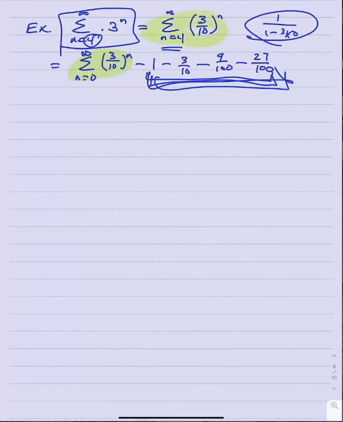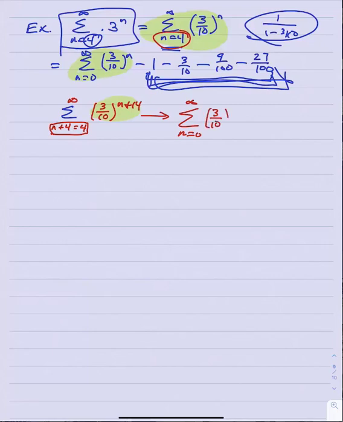So let's go back to our problem right there. So how do I want to reindex this if this is starting at 4? I just want to replace that n with an n plus 4, which means the interior of that sum becomes 3 tenths to the n plus 4. And now when I rewrite that index equation, it is n equals 0 to infinity. Notice that I can write this part as 3 tenths to the fourth times 3 tenths to the n, which means when I put that all together, I've got 3 tenths to the fourth as a common multiplier that I can pull outside the summation times n equals 0 to infinity, 3 tenths to the n.